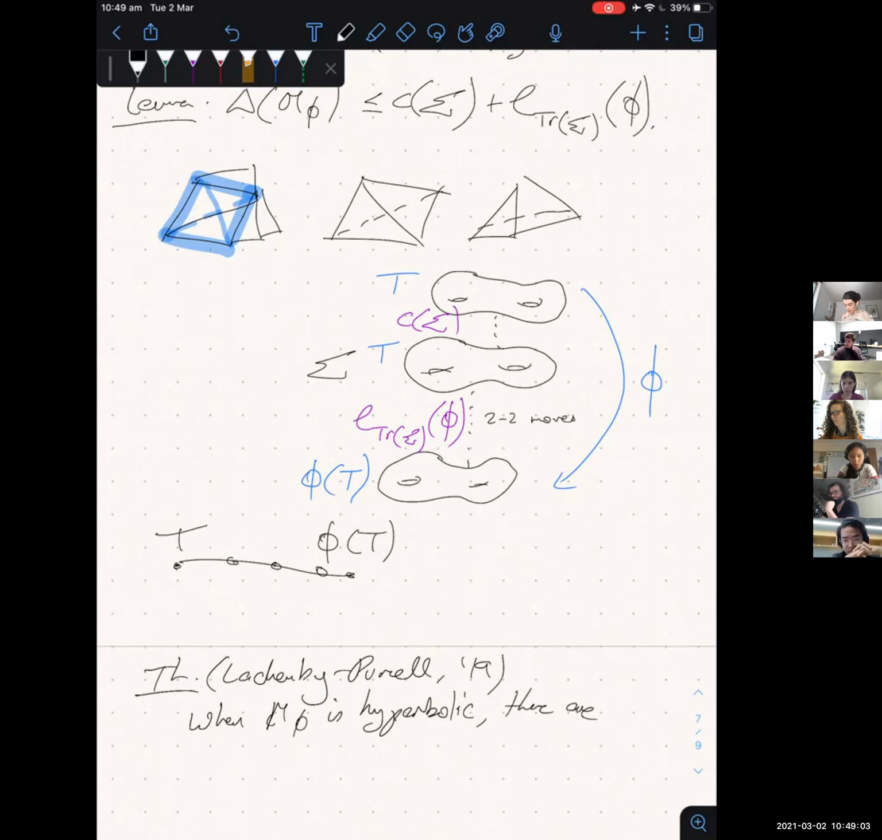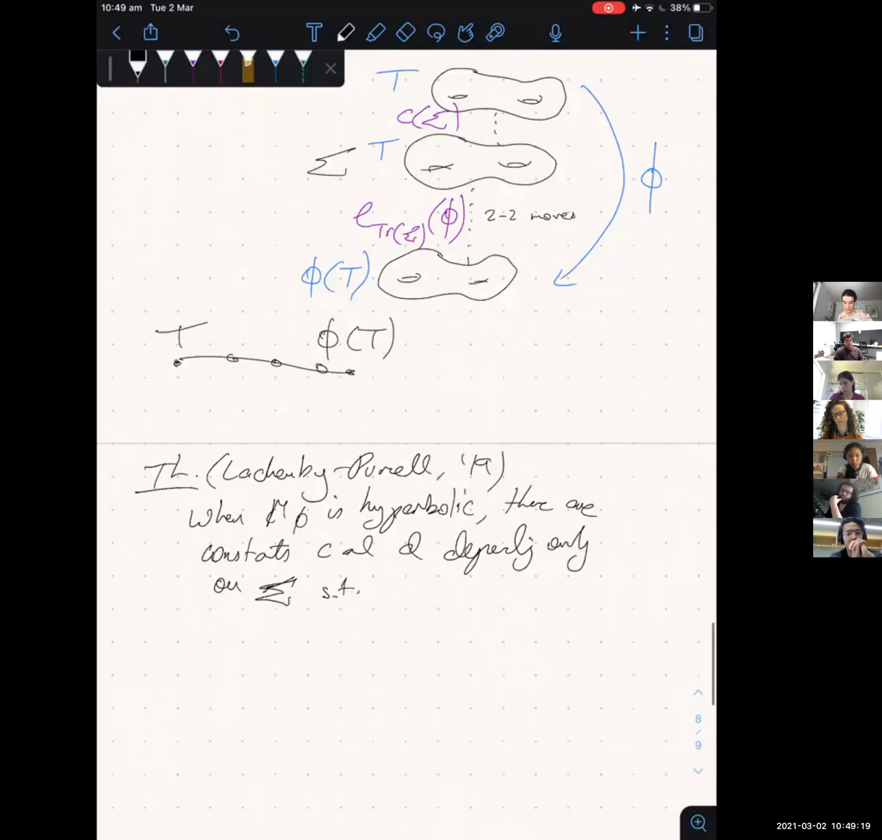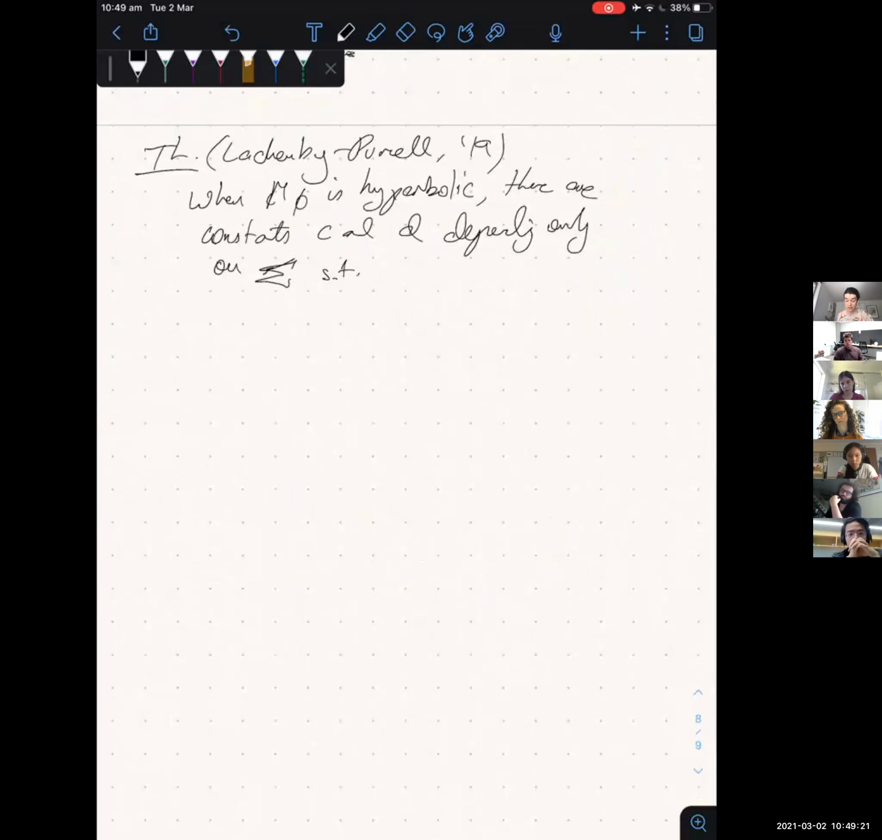There are constants C and D depending only on your surface, such that the statement here is that this naive way of doing things and the true triangulation complexity never get too far apart. So they bound the ratio.